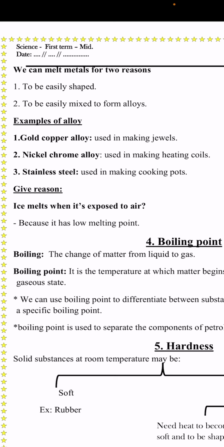Give reason: ice melts when it is exposed to the air, because ice has a low melting point. When it is exposed to the air, it melts faster. Okay?